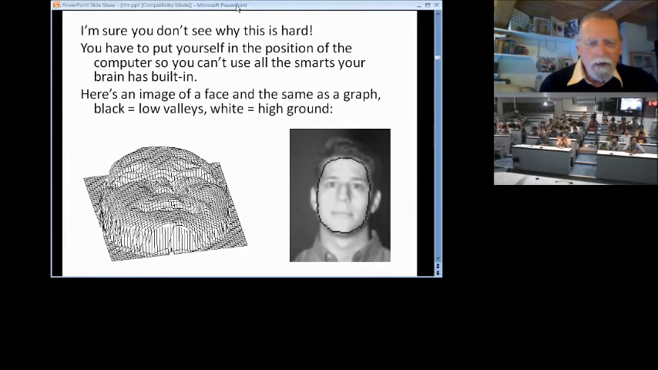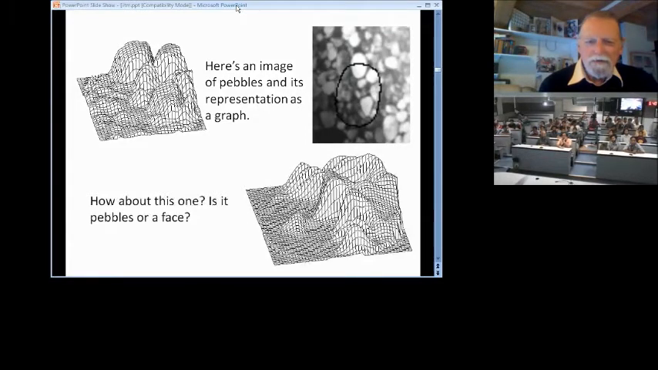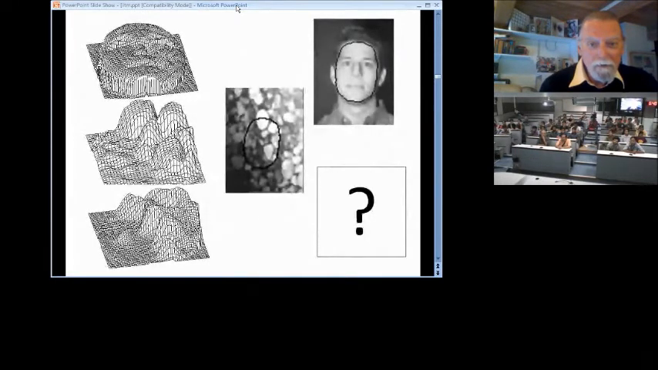But now let's compare it. Here's a scene with pebbles, and you get a random set of mountains and valleys that looks kind of like pebbles. But okay, now what is this a picture of? Is that pebbles or is that a face? It certainly doesn't look anything like a face. So the question is, what is being depicted in that? All right, so that's the challenge. We have on the top clearly a face. The middle is pebbles. The bottom, what is it?